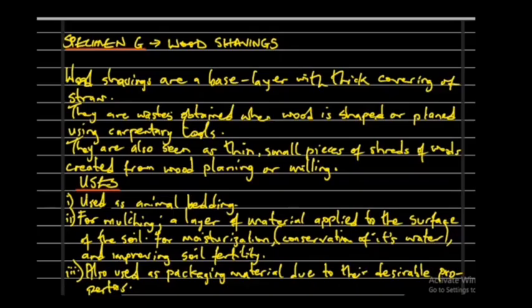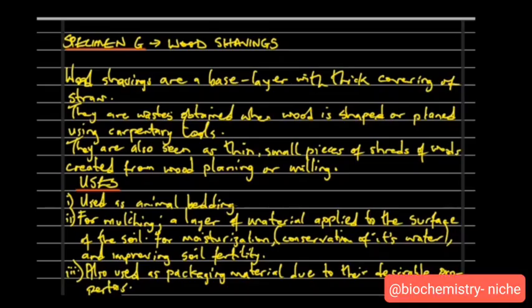Major uses of wood shavings: number one, they are used as animal bedding. They are majorly used in producing a layer in animal cages so as to make their cages neat, and when it's time to clean, it makes cleaning much easier.